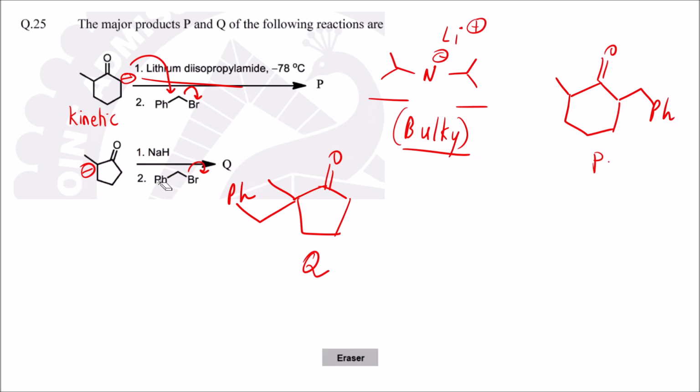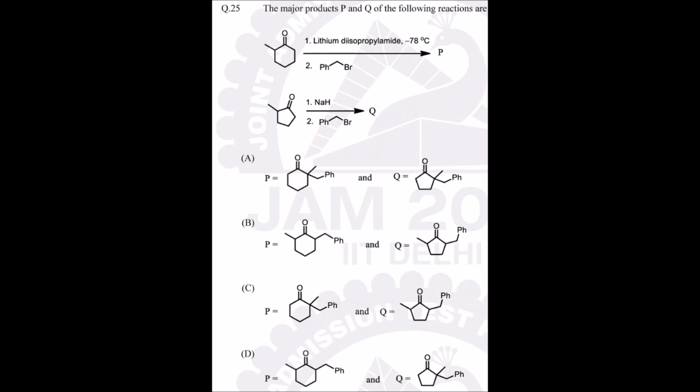And here if you draw the enolate, it will be like this. It will be tetra substituted. So this is going to be the thermodynamic product, because the alkene is more stable. Here it was a tri substituted alkene, 1 2 3, and here there was one hydrogen. So this will be the thermodynamic product. So what is the correct answer? P and Q, so the correct answer here will be option D.